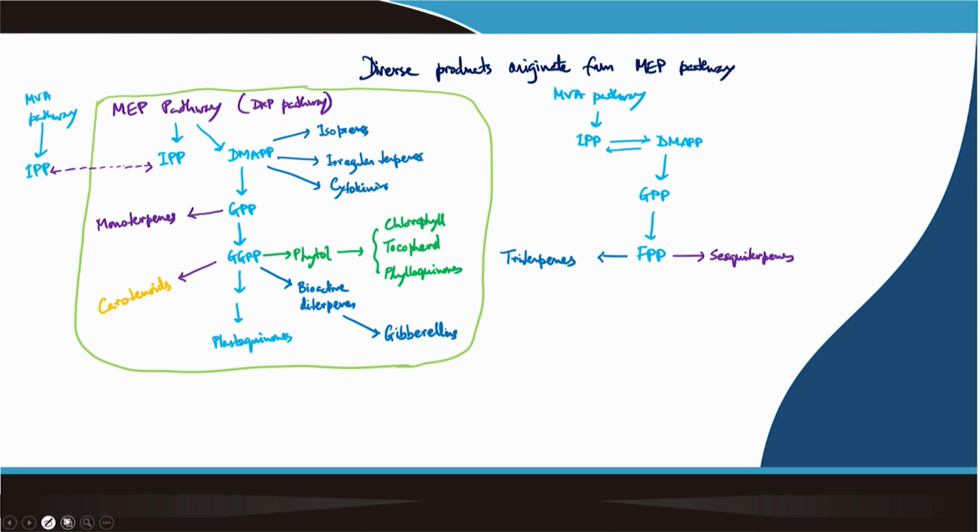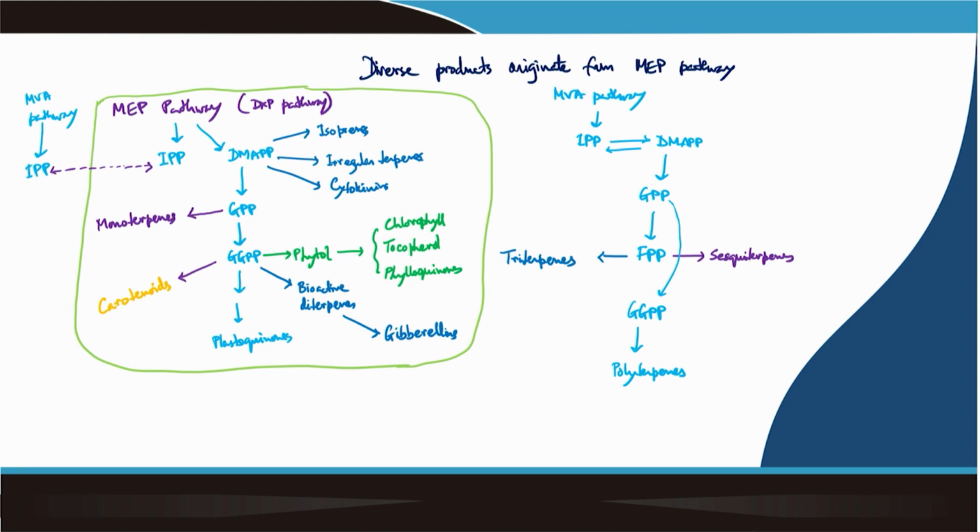And GPP also contributes to GGPP, and this GGPP also contributes towards the formation of polyterpenes. A good example is rubber. So, this is basically the major role played by the MVA pathway.